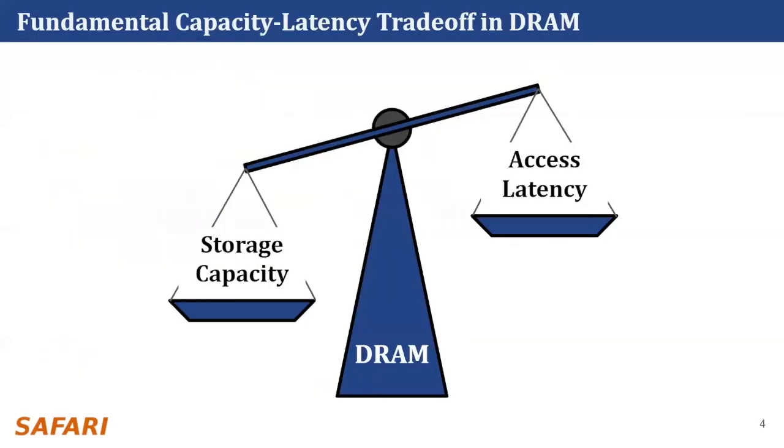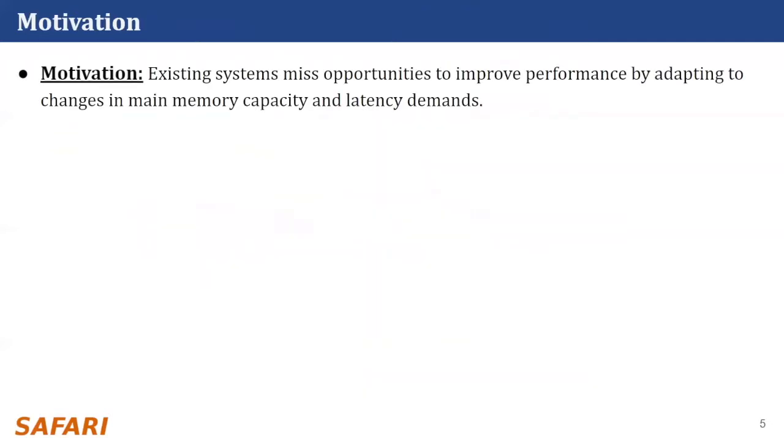There's a fundamental trade-off between storage capacity and access latency in DRAM. Commodity DRAM overwhelmingly favors storage capacity at the expense of long access latency. Modern workloads have different main memory capacity and latency demands. Existing systems miss the opportunities to improve performance by adapting to the changes in memory capacity and latency demands.